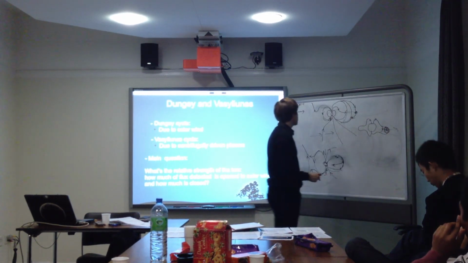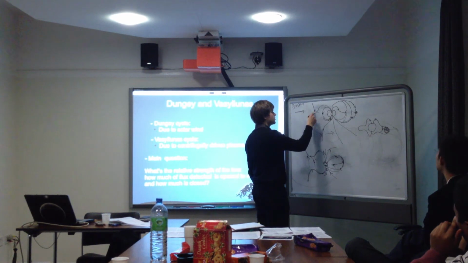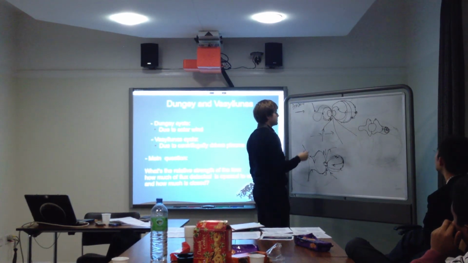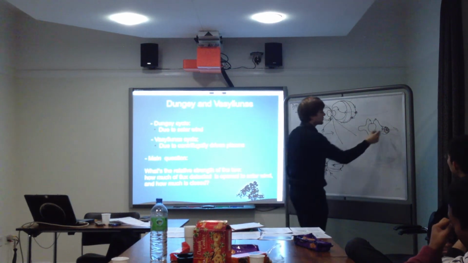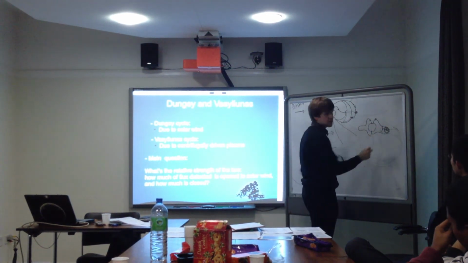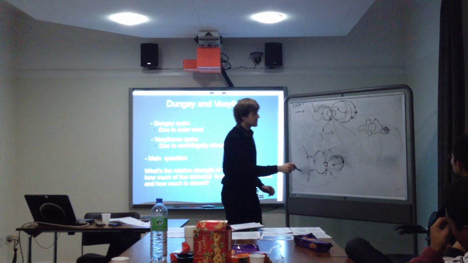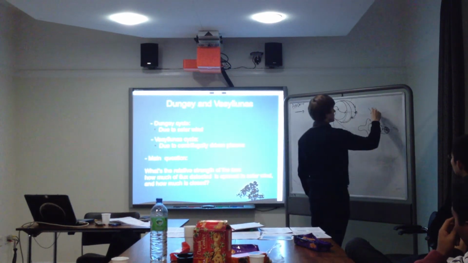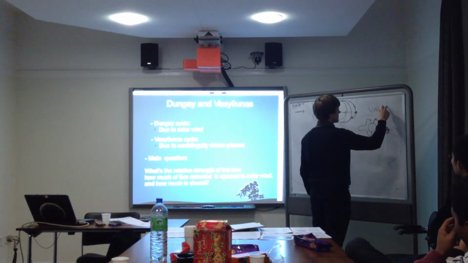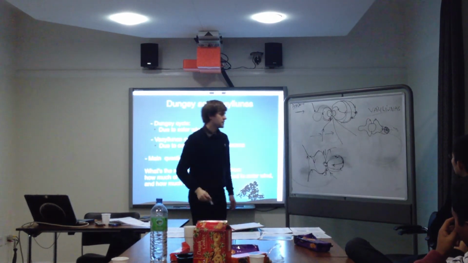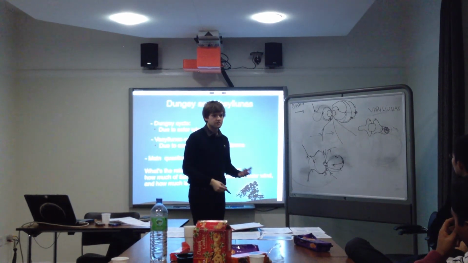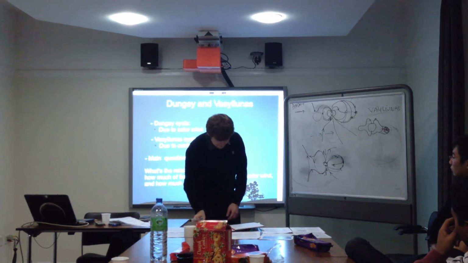So what actually happens in the big picture is that you lose some of them into the solar wind due to the Dungey cycle, and you lose some of them due to the Vasyliunas cycle. And the balance between the two is what actually characterizes the system.